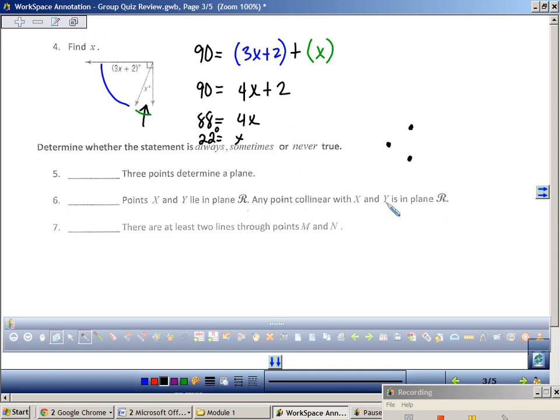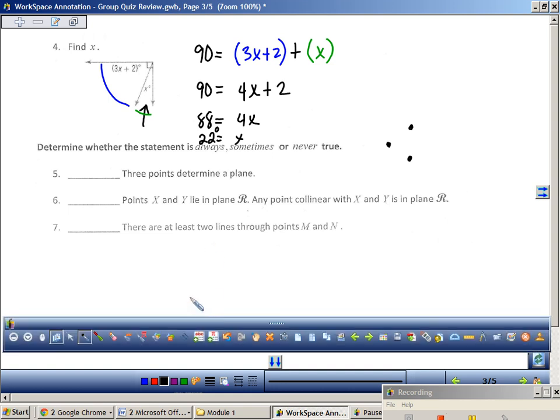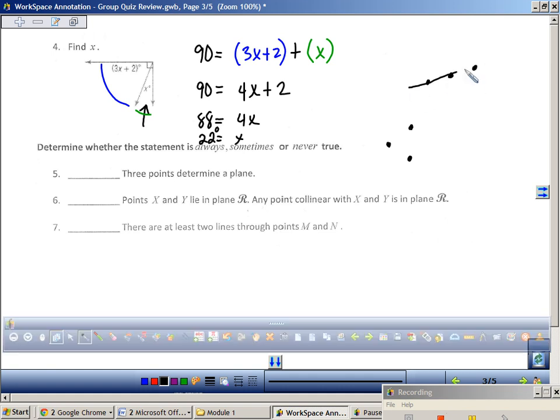Is there any type of defective tripod? Is there any time a tripod doesn't make a plane? Alex? If I make all of my tripod legs in a straight or collinear line, that's not a plane. That's why the tripod falls over. So this is sometimes true.